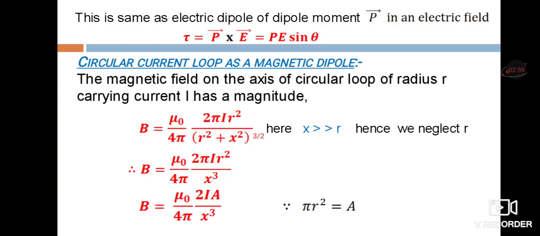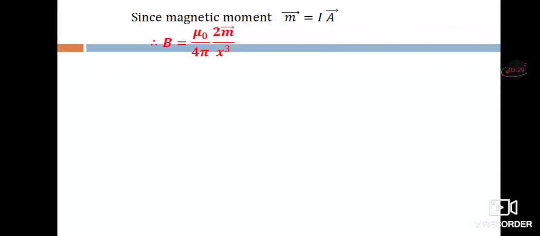Therefore the equation becomes B is equal to mu naught by 4 pi. Instead of pi r square, I will substitute the area of that circular loop. Therefore our equation becomes 2IA, because pi r square is nothing but the area. So instead of pi r square, substitute A. The remaining term is 2IA divided by x cube. Again, the magnetic moment is given by M is equal to I into A. Therefore our equation B is equal to mu naught by 4 pi, and instead of IA we write M, that is 2M divided by x cube.